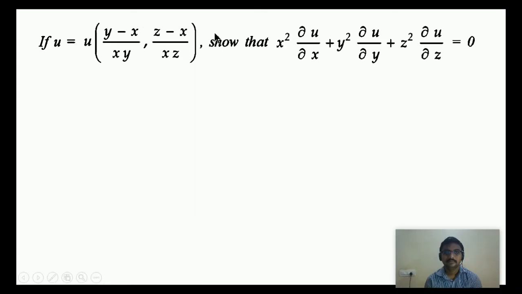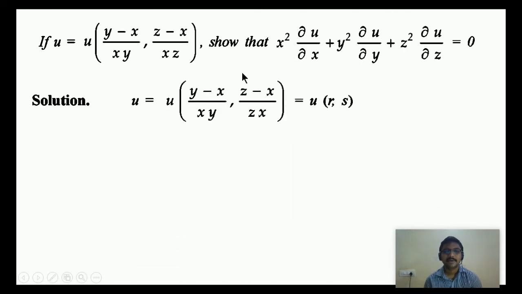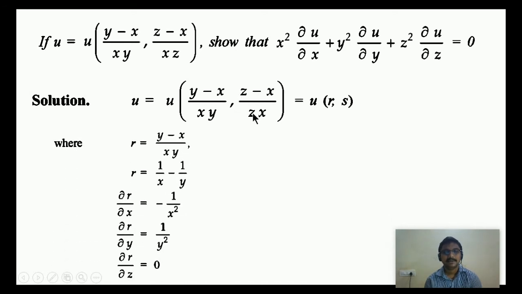Hence, another sum: if u is u of (y minus x)/xy comma (z minus x)/xz, then show that x square ∂u/∂x plus y square ∂u/∂y plus z square ∂u/∂z is 0. Solution: given u of r comma s. Here r is (y minus x)/xy and s is (z minus x)/zx.